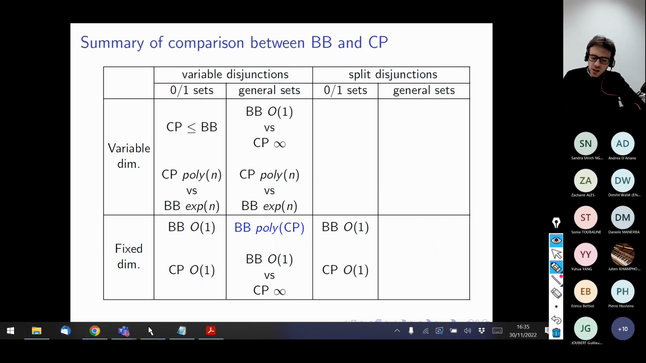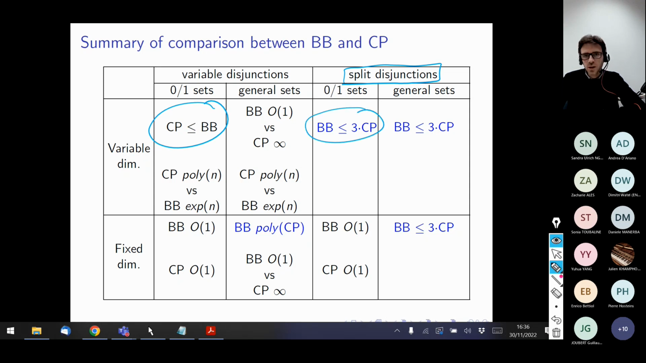Essentially, the proof of this result is that you can take the cutting plane proof and mimic it with the branch and bound tree. And you can do it always, but in this special setting, you get the best result you can get. Here, you will get the same result, but you can get something better, because when you use all the split disjunctions and not just the variable disjunction, you have this very interesting result. Branch and bound is always better up to a factor of 3 than cutting plane, which completely reverses this inequality. When you go from variable disjunction to split disjunction, you completely reverse the dominance relation between branch and bound and cutting plane.